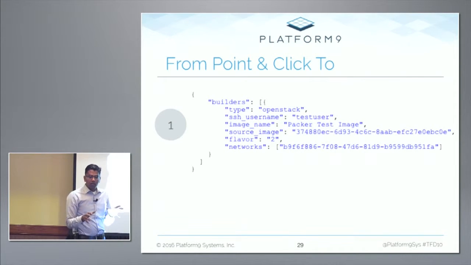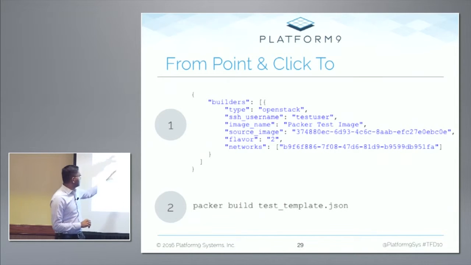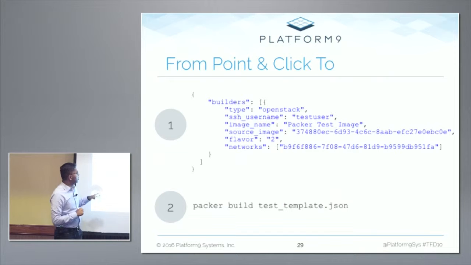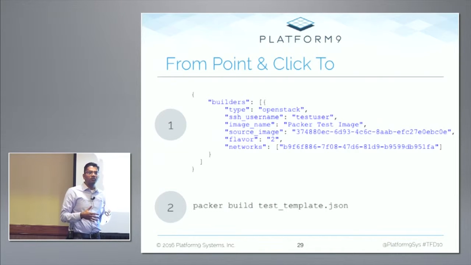They went from there to being able to define a Packer manifest that says, here's my underlying infrastructure, OpenStack. They had a plugin that defined that. Here, log in with this user, use this particular image, which has this UUID, map it to this flavor, deploy it on this network, and this is how they build. Packer build test template.json, and this works exactly the same whether it's Amazon Web Services or vSphere, right?